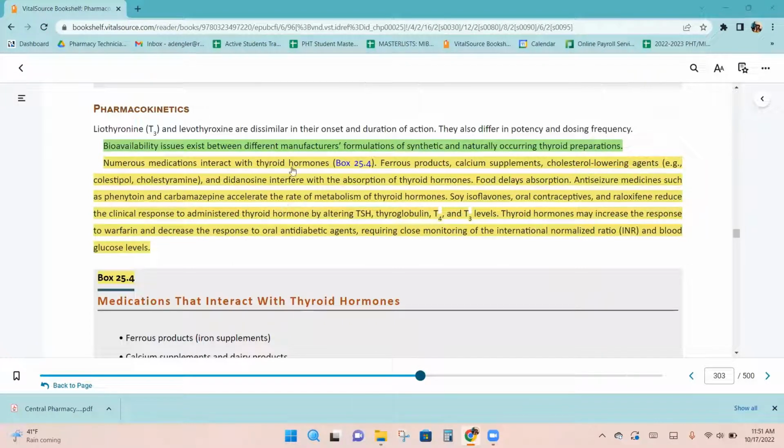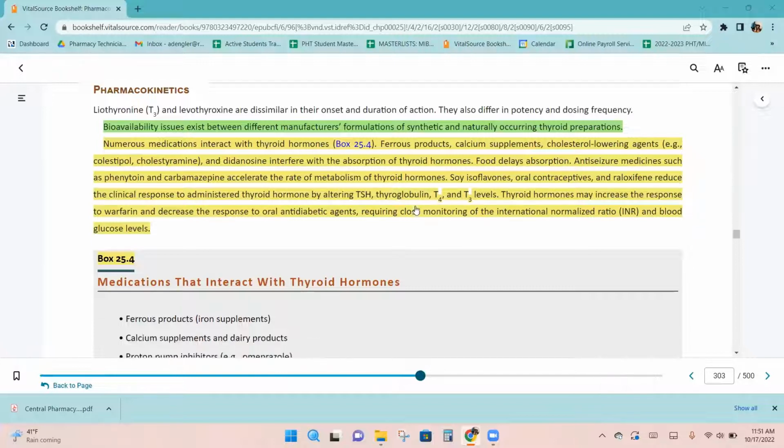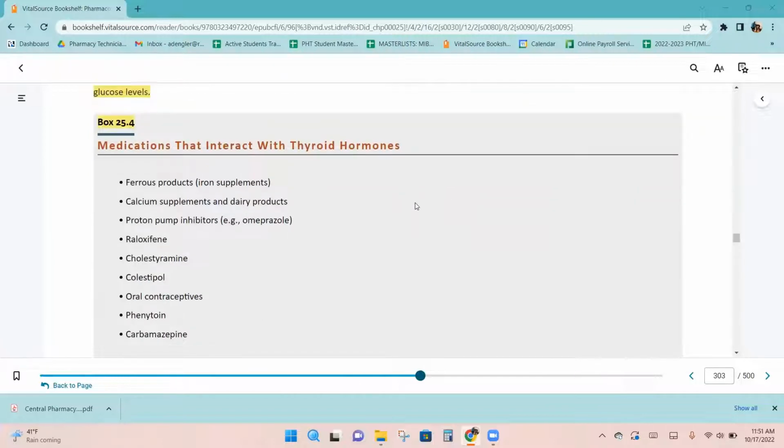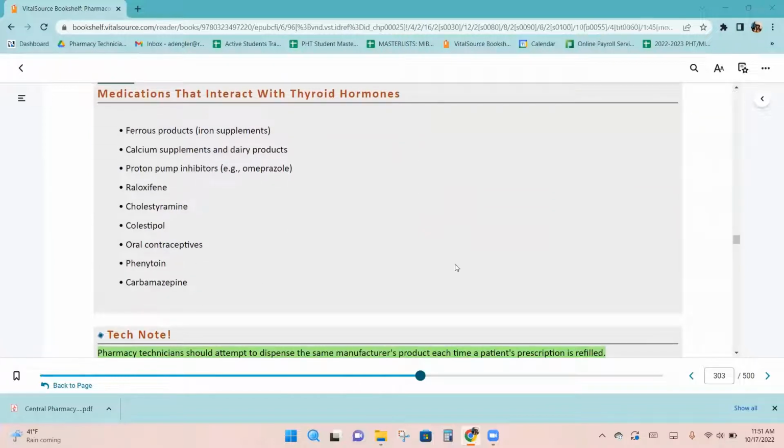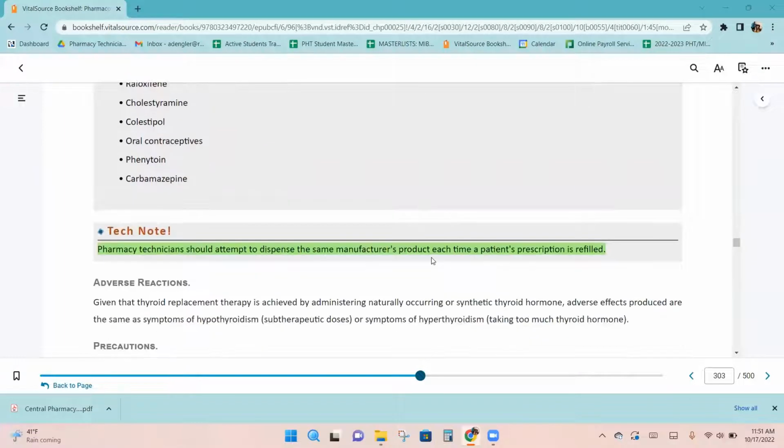Numerous medications interact with thyroid hormones. Ferrous products, calcium supplements, cholesterol lowering agents, and didanosine interfere with absorption of the thyroid hormones. Food delays absorption. Anti-seizure medicines such as phenytoin and carbamazepine accelerate the rate of metabolism of thyroid hormones. Box 25.4, medications that interact with thyroid hormones. So you can see that list there.